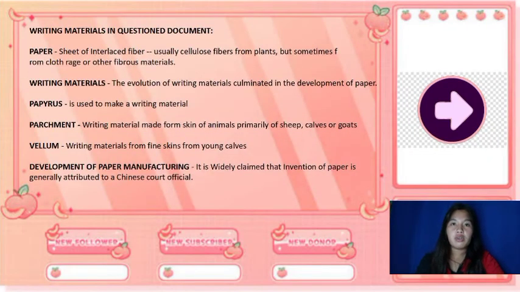Writing materials in questioned documents. To fully understand the principles of tracing the age of writing materials used in questioned documents, it is imperative for a questioned document examiner to be aware of the evolution and development of papers. Paper is a sheet of interlaced fiber, usually cellulose fiber from plants, but sometimes from cloth, rags, or other fibrous materials. Writing materials: the evolution of writing materials culminated in the development of paper.